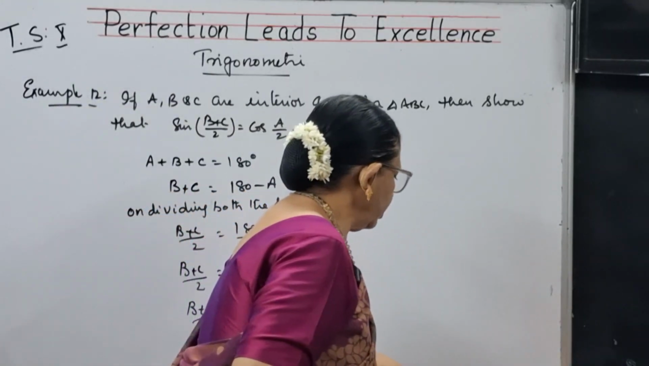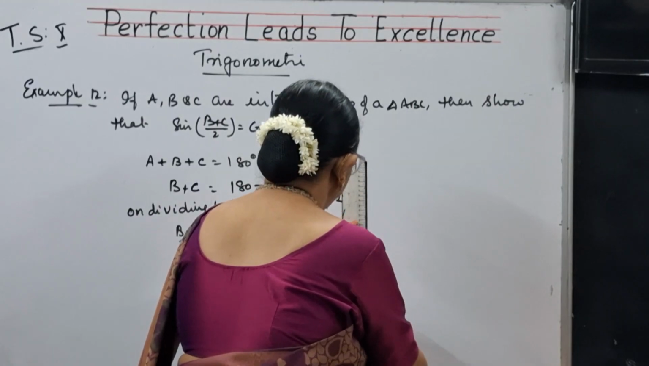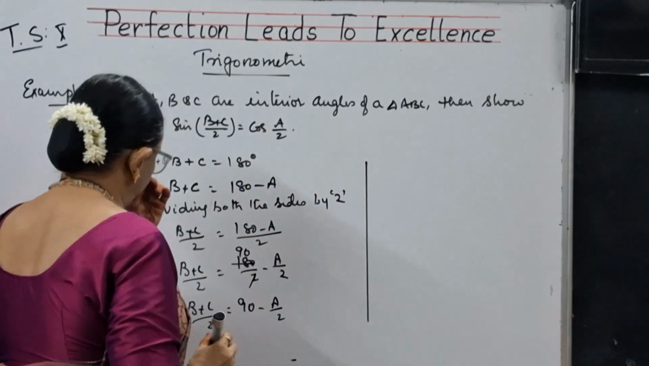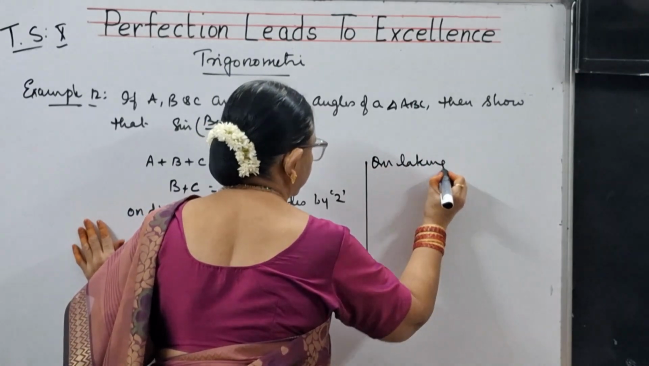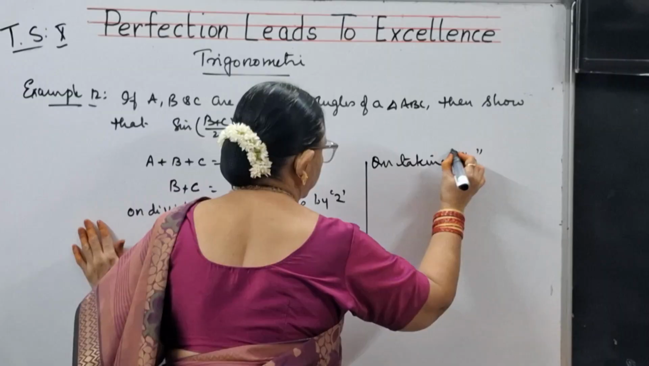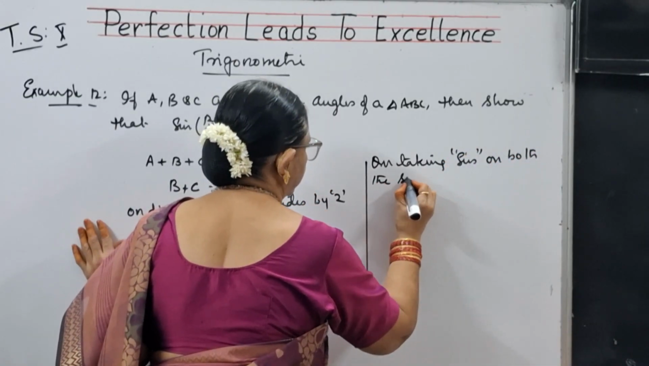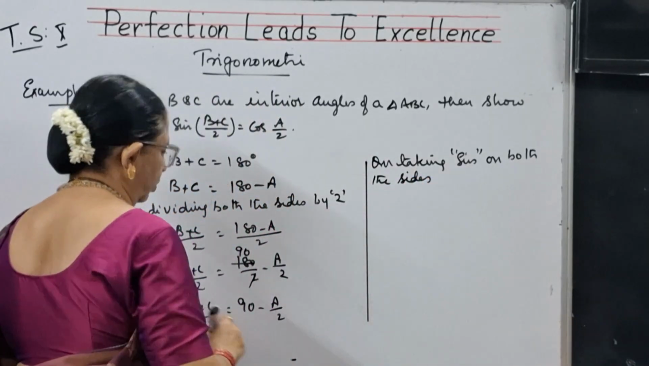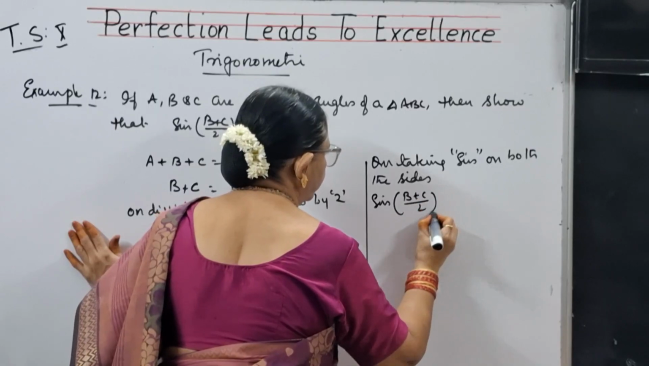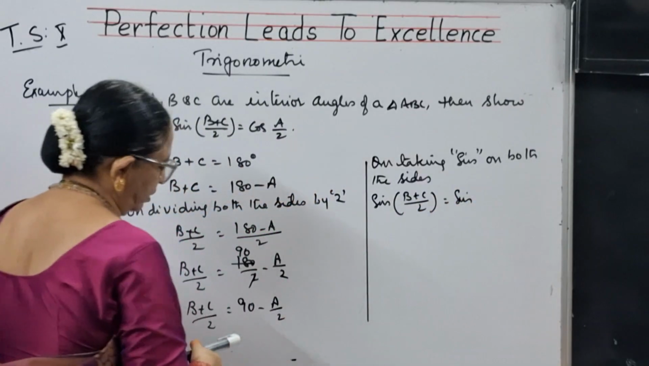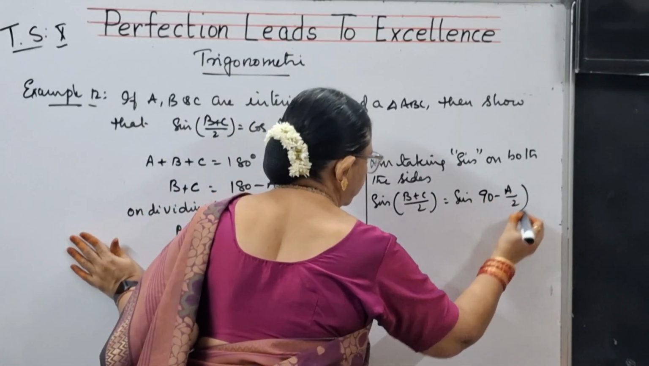Now, because in the problem they have given sine, on taking sine on both the sides, what are we getting? Sine of (B plus C) by 2 is equal to sine of, what is this? 90 minus A by 2.